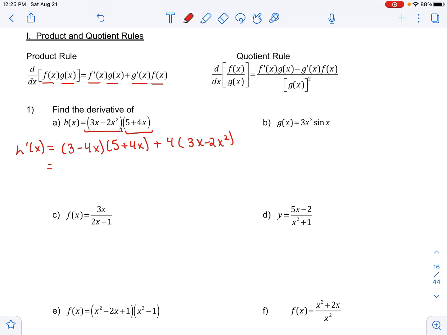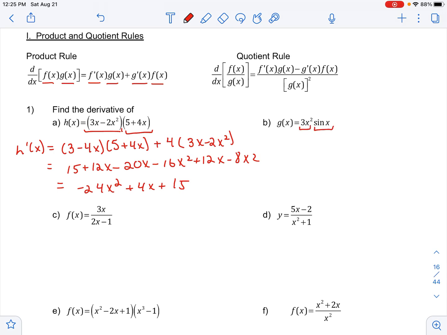If you wanted to simplify, you could multiply everything out, and you can do this on your own and just check back afterwards to see that you get to the same thing. So this would be your final answer if you multiplied everything out. Okay, let's try another one.